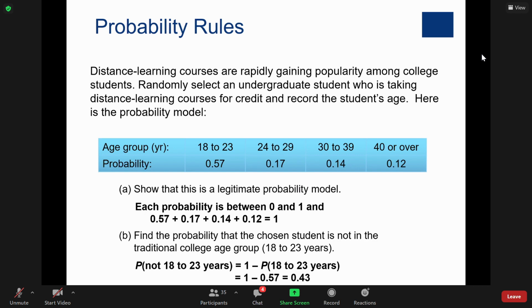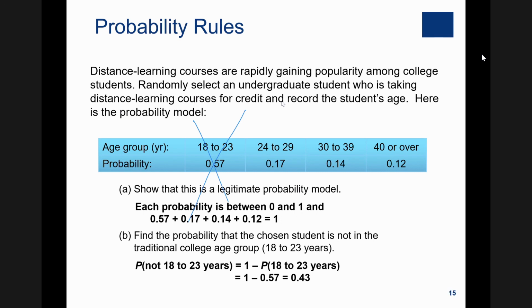For the second question, find the probability that the chosen student is not in the group 18 to 23. We want the not here. We have two ways: we add the other probabilities, or we take 1 minus 0.57. Is it clear? Why? Because we need the complement of the set. Then we have to subtract 0.57 from 1. Is it clear?